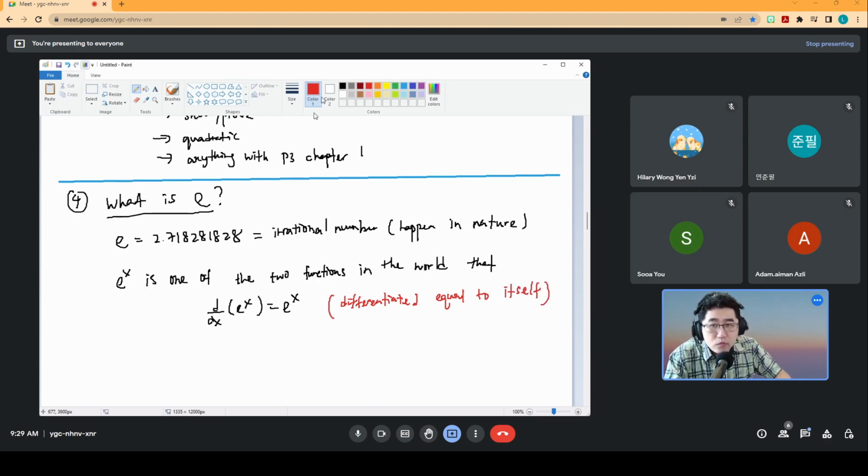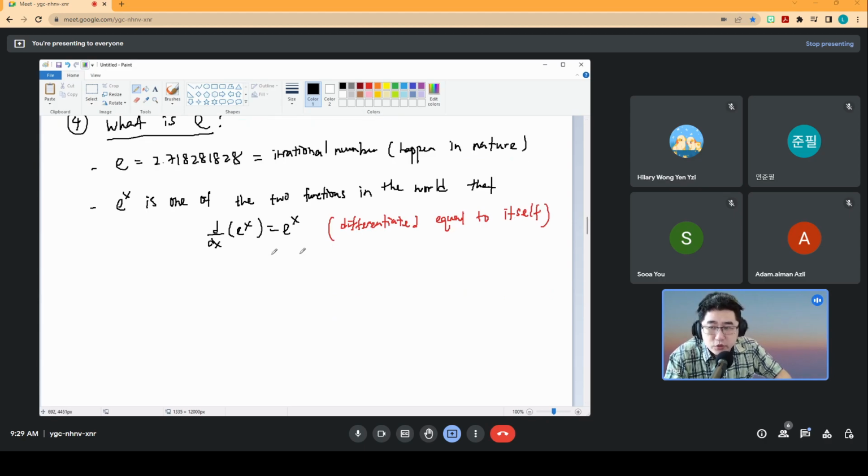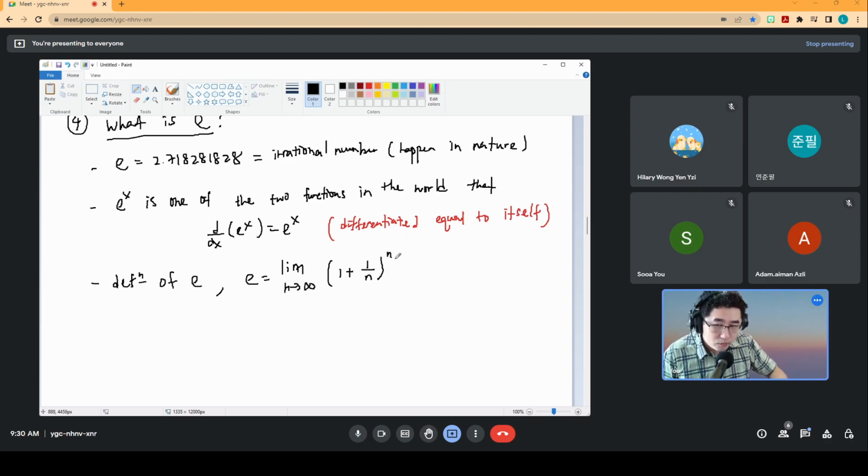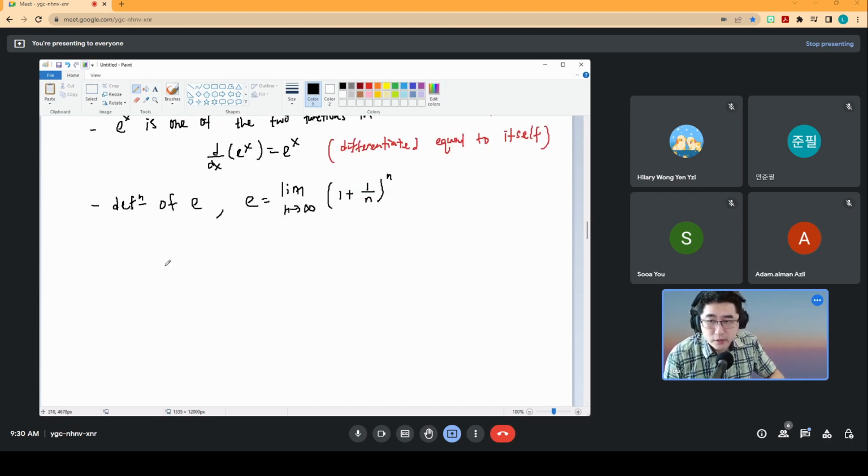So how did people actually discover this value of e anyway? We look at the definition of e. So e is defined as the limit of n tends to infinity of (1 + 1/n)^n. Now let's look at the table. So let's say I have n and (1 + 1/n)^n.